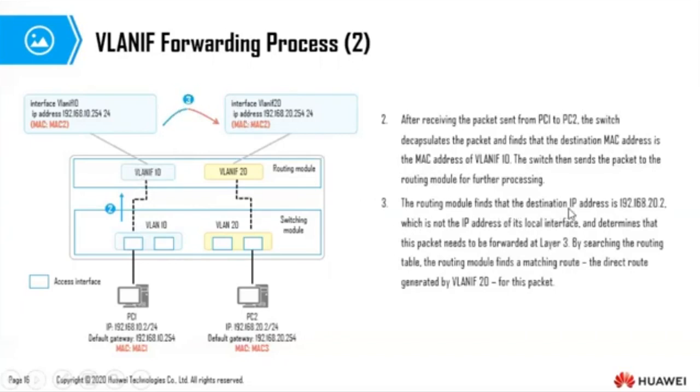Step number 3. The routing module finds that the destination IP address is 192.168.20.2, which is not the IP address of its local interface, and determines that this packet needs to be forwarded at layer 3 because they are not on the same network segment. By searching the routing table, the routing module finds a matching route, the direct route generated by VLANif 20 for this packet. Therefore, it's going to send this packet to VLAN 20.